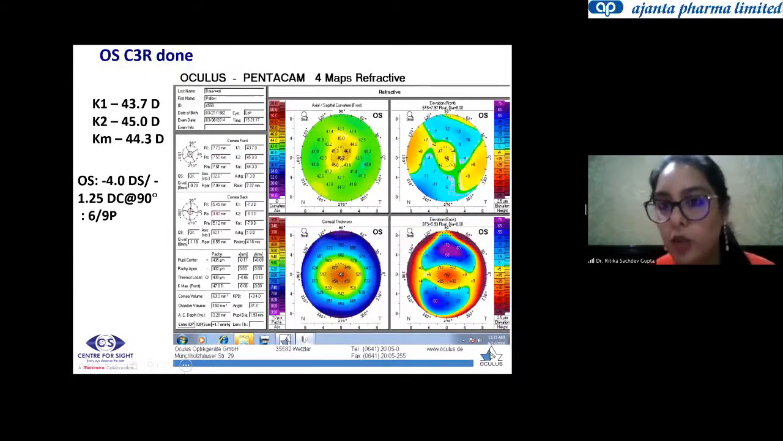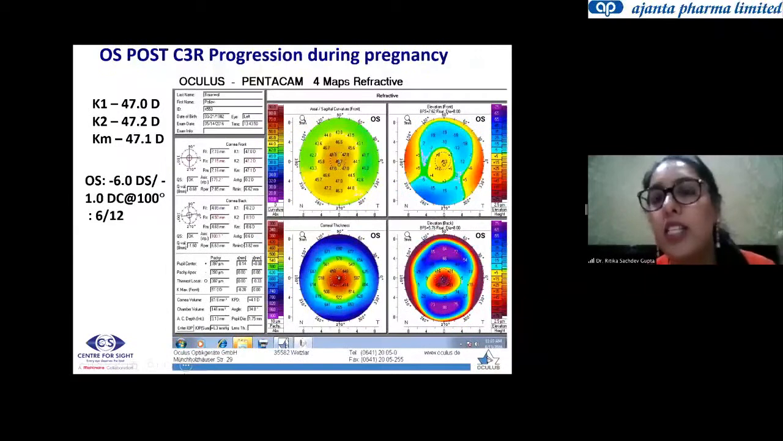She was operated elsewhere. This is what happened as her cross-linking. She had a progression during her pregnancy, and we had cross-linked her. This is her picture post cross-linking, and this is her progression in her second pregnancy. So despite a cross-linked cornea, she has progressed both in the first and the second pregnancy. She was cross-linked between the first and second pregnancy.